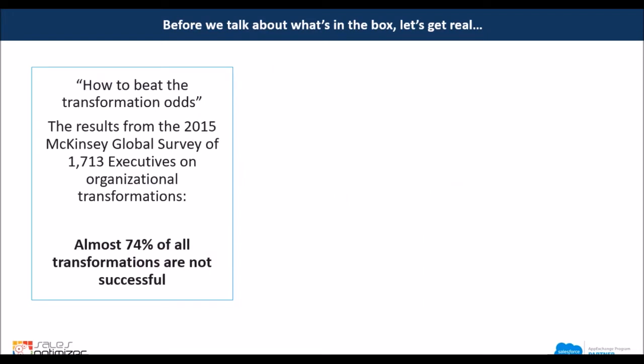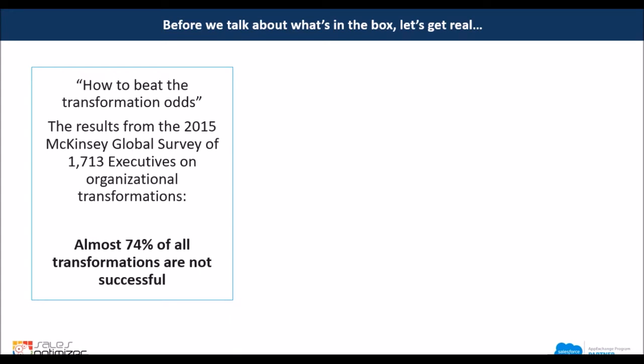The first is a survey by McKinsey of 1,700 executives around global transformation. And they asked the question about how to beat the transformation odds. The findings of that survey tell us that over 74% of all digital transformations are not successful. Now that is an interesting statistic, especially since most of these transformations have millions of dollars invested in them and they're being led by the smartest people. So why on earth would that many result in unsuccessful transformations?